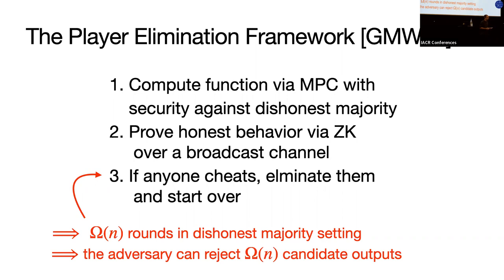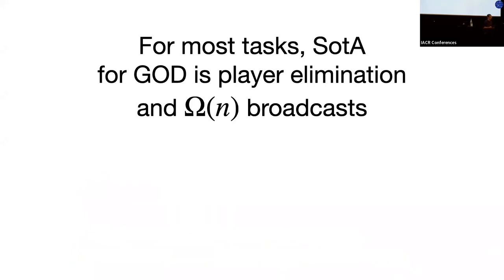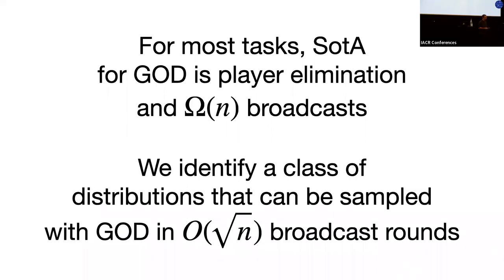Now, in spite of the fact that this framework is now over 30 years old, this is really the best we know actually for a lot of tasks when you want to achieve guaranteed output delivery. There's really very few things that we can do in less than n broadcast rounds. And this paper identifies an entire class of distributions that can be sampled with guaranteed output delivery in only O of square root n broadcast rounds. So then, how do we do that? How does our compiler work?